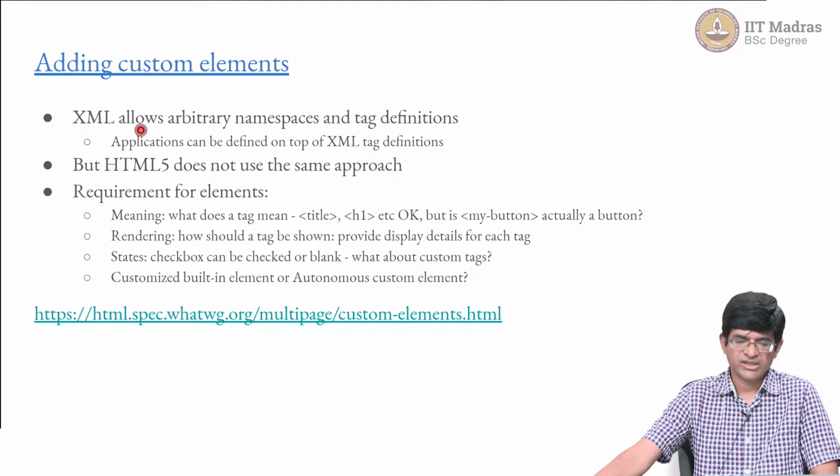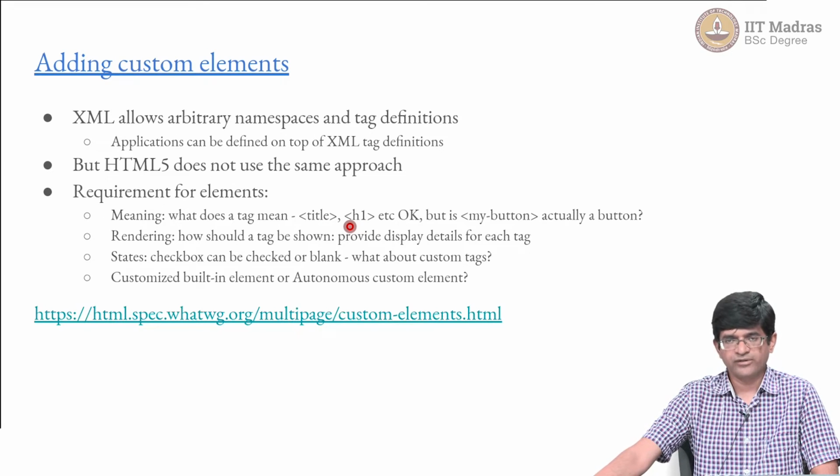Now XML, as we saw earlier, allows arbitrary namespaces and tag definitions, right? But HTML5 does not use the same approach. What it does is that it has specific requirements for elements, meaning that there are elements like title, h1 and so on, right? HTML5 has specific elements like title, h1, etc.